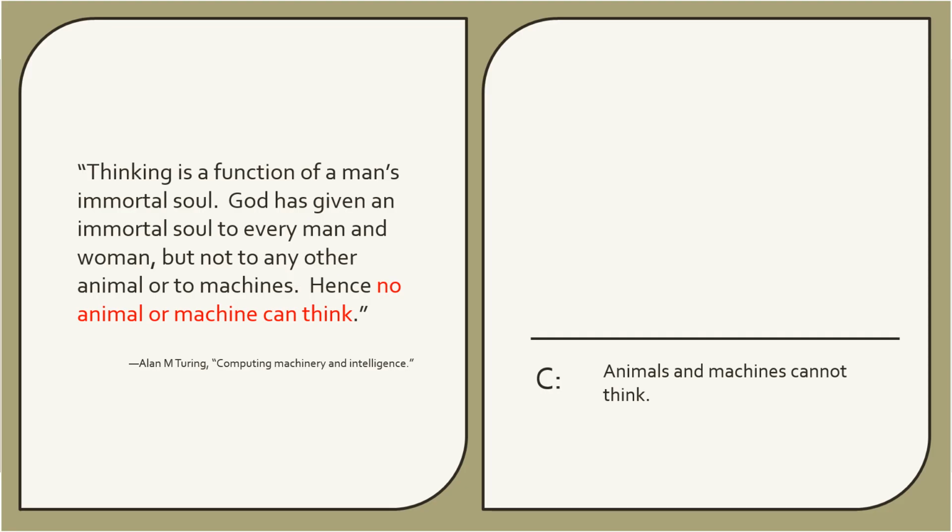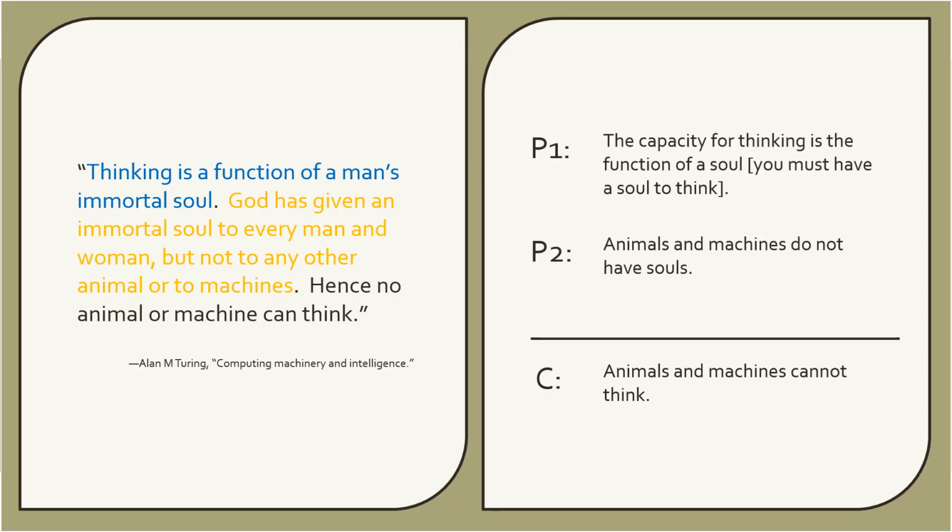We'll see later on in the course that we would probably want to express this in slightly different terms in order to state it formally in terms of a categorical syllogism, but we'll deal with that stuff later. So our conclusion is animals and machines cannot think. Why not? What are our premises? Answering that question is going to give us essentially two claims. The capacity for thinking is a function of a soul, or to put it in slightly different terms, you have to have a soul in order to think. And the second premise says animals and machines do not have souls.